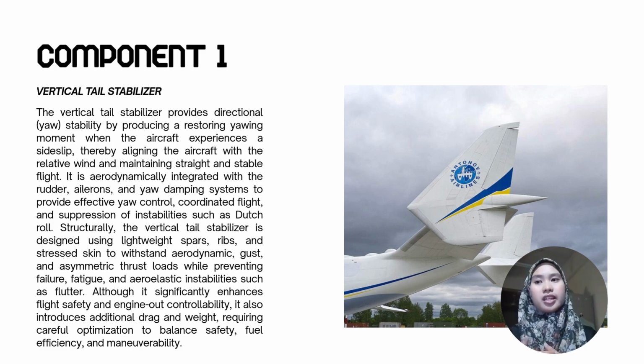Structurally, the vertical tail stabilizer is designed using lightweight spars, ribs and stressed skin to withstand aerodynamic, gust and asymmetric thrust loads while preventing failure, fatigue and aeroelastic instabilities such as flutter. Although it significantly enhances flight safety and engine out controllability, it also introduces additional drag and weight, requiring careful optimization to balance safety, fuel efficiency and maneuverability.